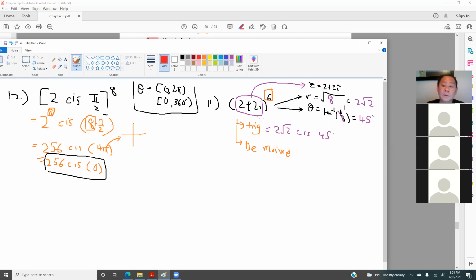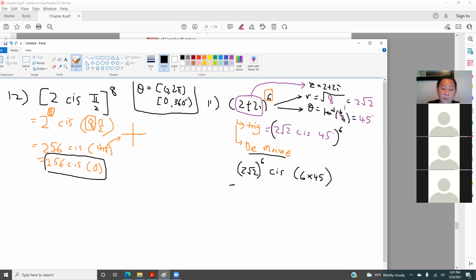Now we're going to do this all to the power of 6. Now we do the 6. So what happens when you apply De Moivre theorem for this case? Your r, which is 2 root 2, will be to the power of what? 6. And then what happens to your angle, 45 degrees? You have to multiply it by 6.